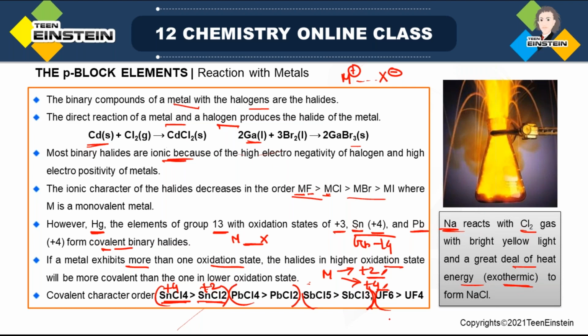And UF6, where uranium has oxidation state +6, and here it is +4. So this is also following the same trend. Okay, so remember, when same metal and halogens are given but oxidation state of the metal is different, higher oxidation state always leads to covalent nature. Okay, so in this slide, is there any doubt?